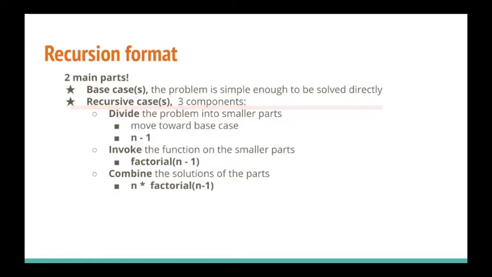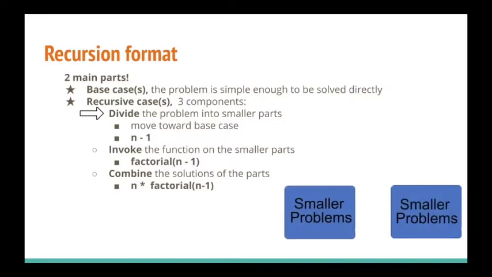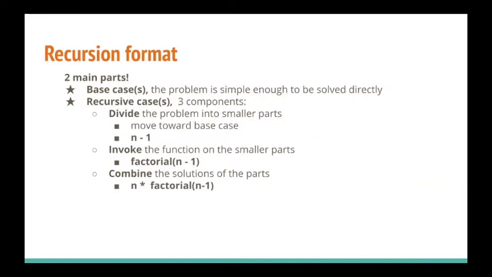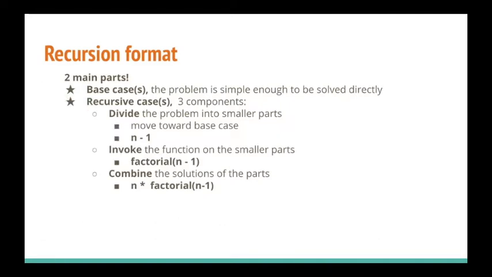The three components we have are, first, we divide the problem into smaller parts. And with every divide, we move towards our base case. That doesn't mean literal arithmetic division. It just means that we're making the problem into smaller parts. If you remember factorial from last week, hopefully you watched the video, this is the part where we're subtracting by 1 in the recursive call. So we're doing n-1 and then calling factorial on that.